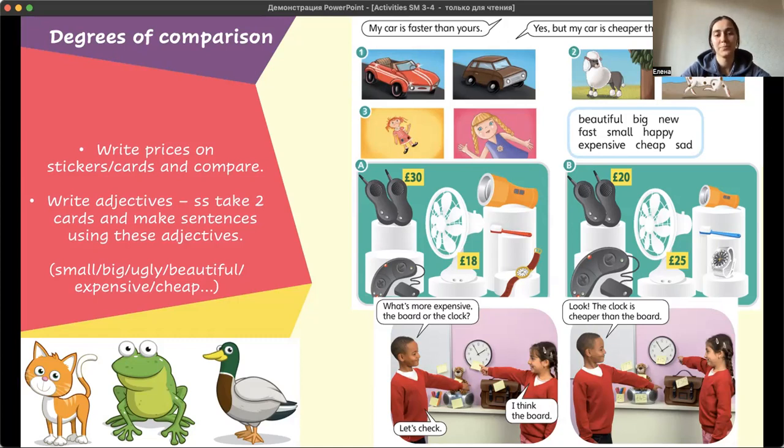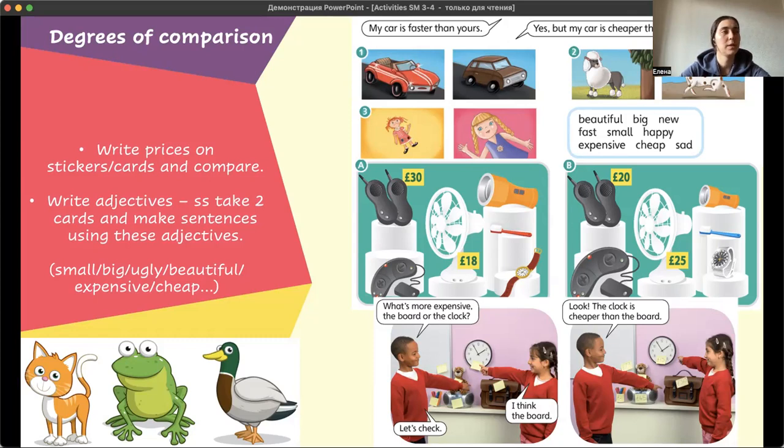If we need the superlative degree, we can ask them to take 3 pictures, and in this way it can be like the dog is the ugliest animal in this group. So this is my idea.